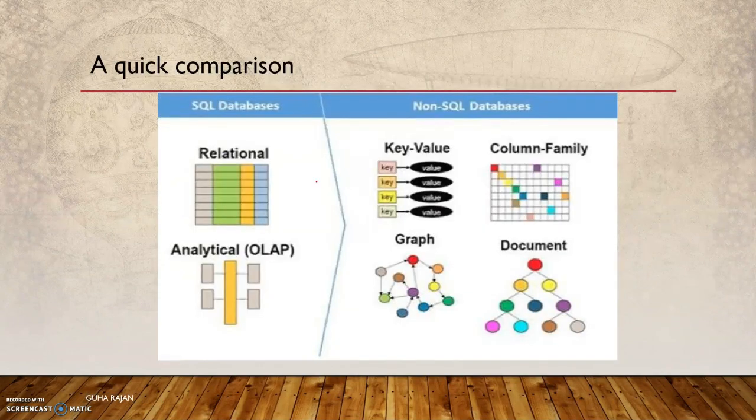Again, just for a pictorial representation, we have seen the relational database, which is shown on the left side. On the right side, you have different NoSQL databases, which are key value, column family, graphs, and documents. Documents is, of course, what we are going to see, related to the Google Cloud NoSQL database. Key value, Oracle has a key value NoSQL database.